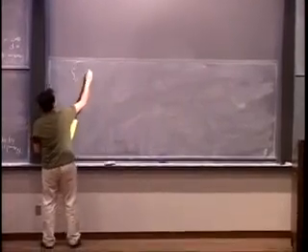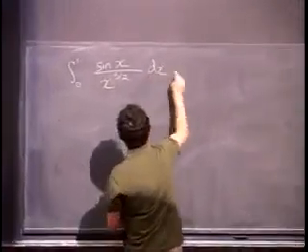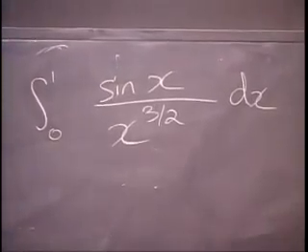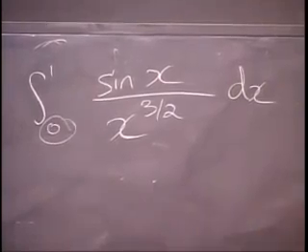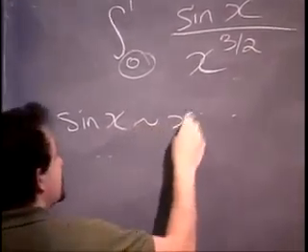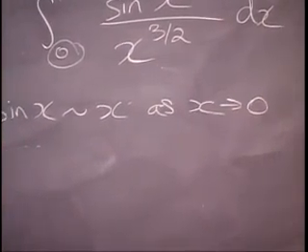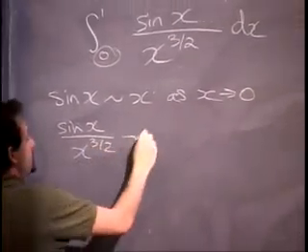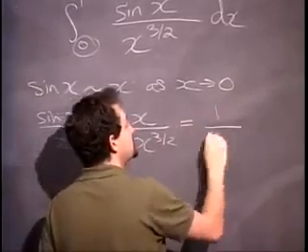Consider this integral: sine x over x to the 3/2. This is very similar to one we did earlier, sine x over x squared. The problem spot is at 0 again. That's the only problem spot. So how do I deal with this? Sine x behaves like x as x goes to 0. Sine of small looks like the same small. So now divide by x to the 3/2. And that twiddles x over x to the 3/2, otherwise known as 1 over x to the 1/2.